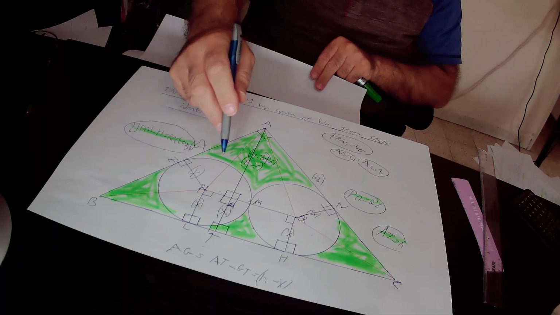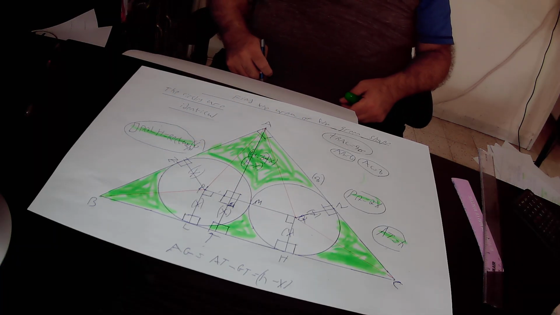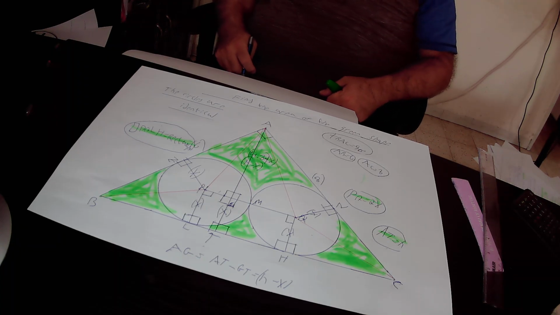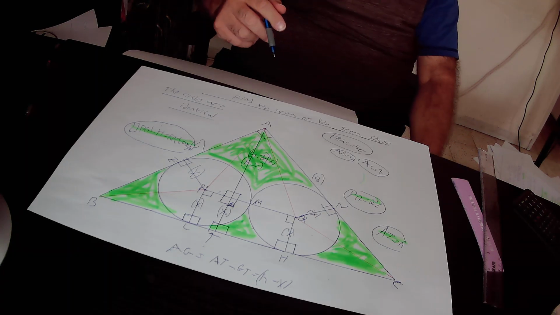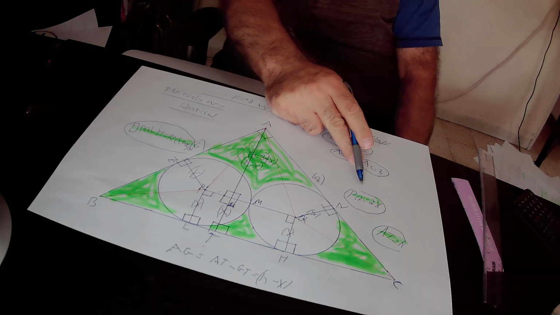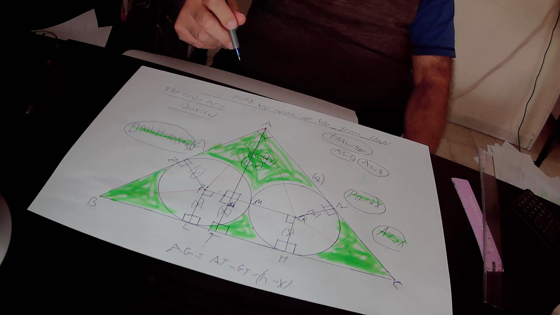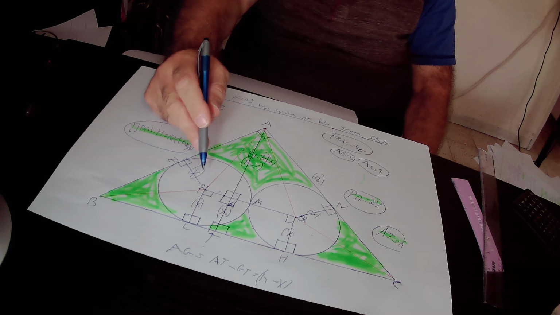Plus the area of this rectangle PQHL. The area of a rectangle equals the length times the width. We already found out that the length PQ is 2x, times the width, that is x.